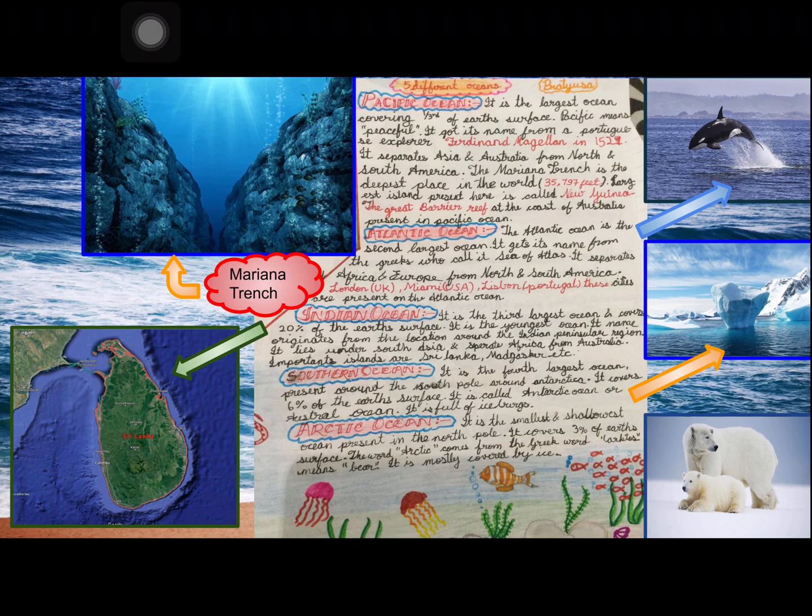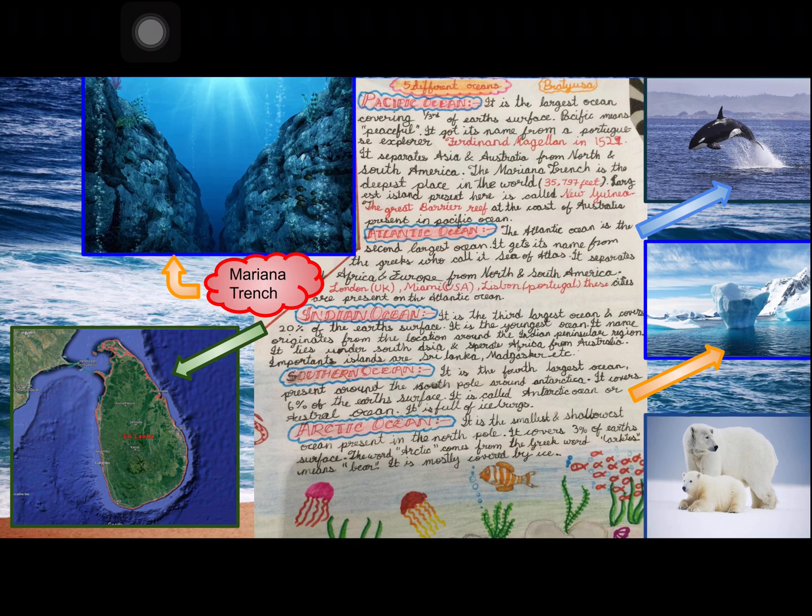The Mariana Trench, which is 35,797 feet deep, the deepest place in the world, is also present in the Pacific Ocean. The largest island here is called New Guinea. The Great Barrier Reef at the coast of Australia is also present in the Atlantic Ocean.